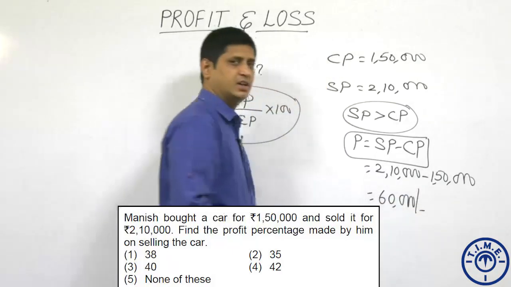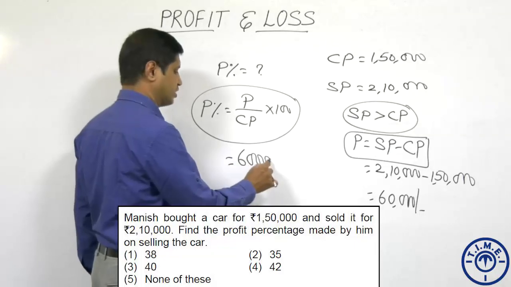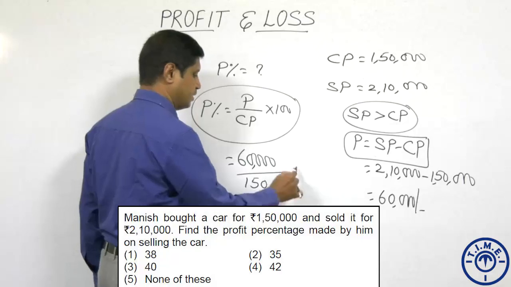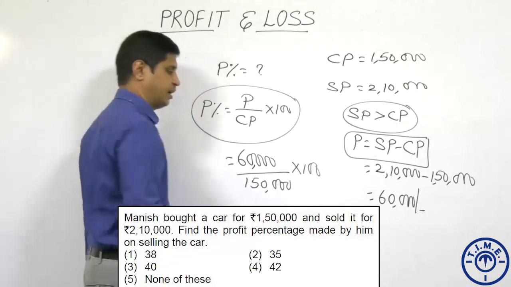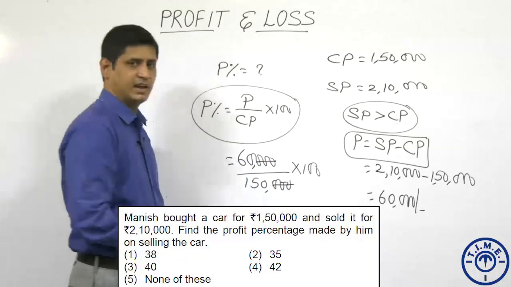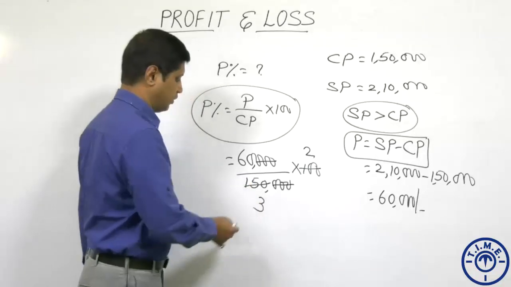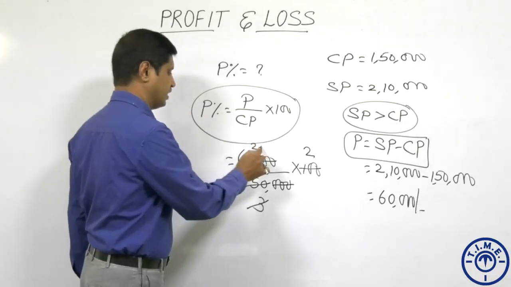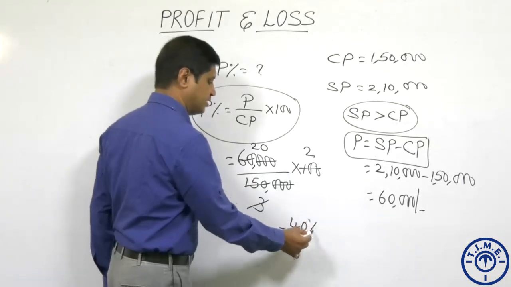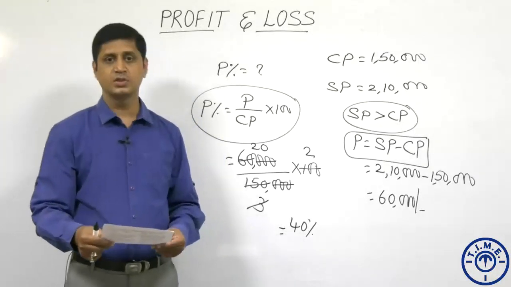Now 60,000 is the profit value. The profit value is 60,000 and the cost price is 1,50,000. Now percentage means into 100. Now solving this, 3 zeros and 3 zeros we can cancel. 50 2 times, 50 3 times. Now what about 3? Here it goes 20 times. Now the result is 40% is the profit percent. Now the right answer for this question, option 3.